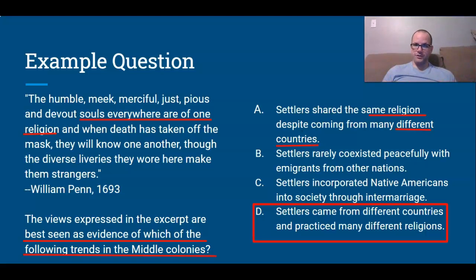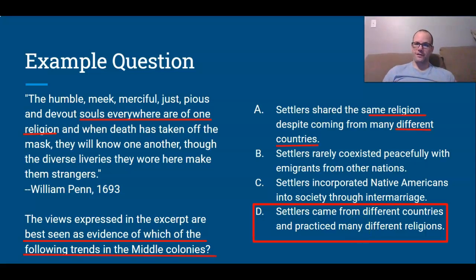that we should look for the text clues and just focus on that. Where is it in the text? And while that's true, it does mention same religion, but we know that the Middle Colonies didn't have the same religion. They were from different countries and they practiced different religions. And so that's why answer choice D is the correct answer for that question.